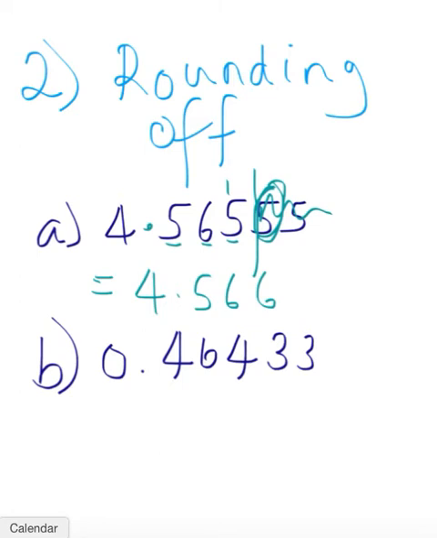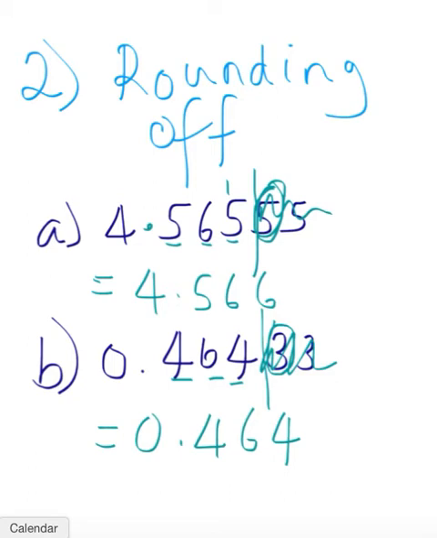Let's try this one. So count 3 decimal places, 1, 2, 3, cutoff line, everything else is going to disappear, but let's do our check. Is the number after this line 4 or less? We've got a 3 here, and we can see it is 4 or less, so we don't add a 1, which means we can get rid of everything, so it stays the same. So this will be 0.464, and that has been rounded off to 3 decimal places. Okay, and that's how easy it is.